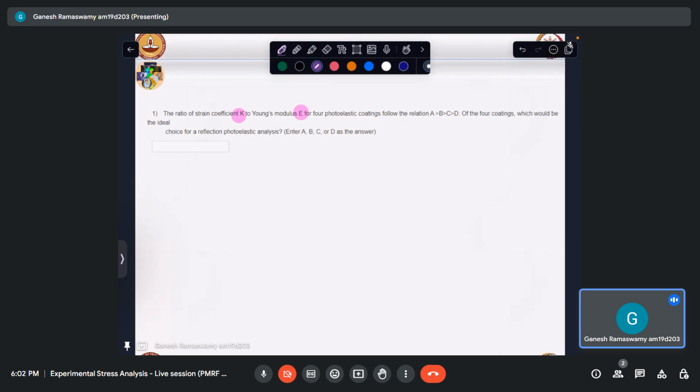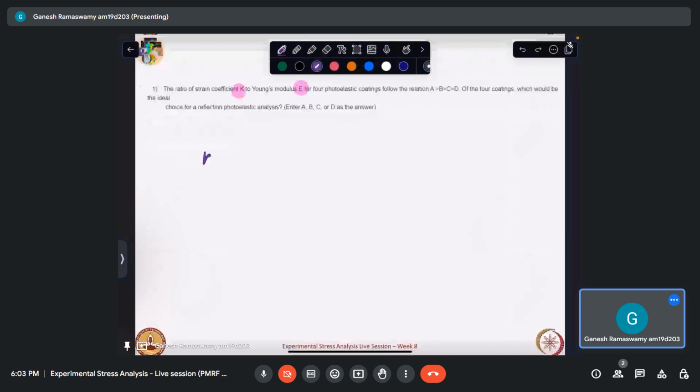we have the strain coefficient K, we have the strain coefficient K divided by E of the coating. So this is the ratio, and it is given that R of A is greater than B, greater than C, greater than D.